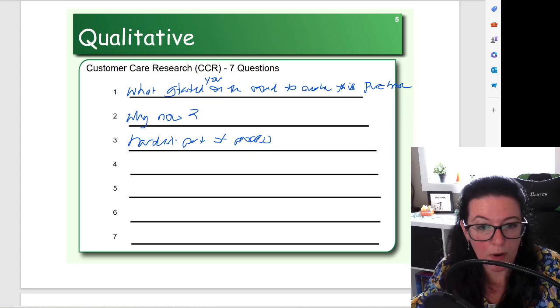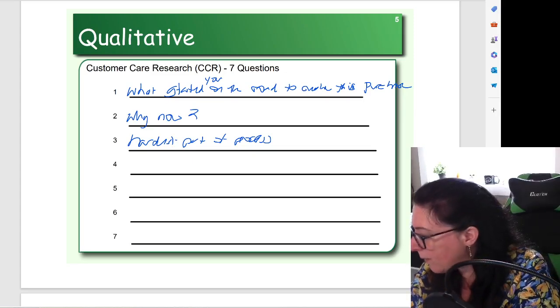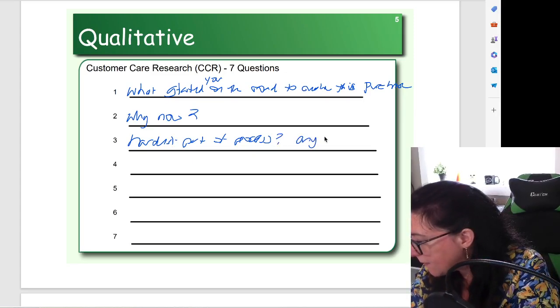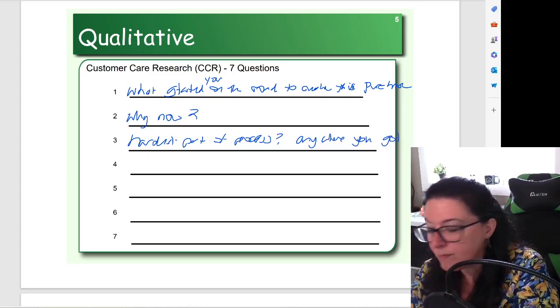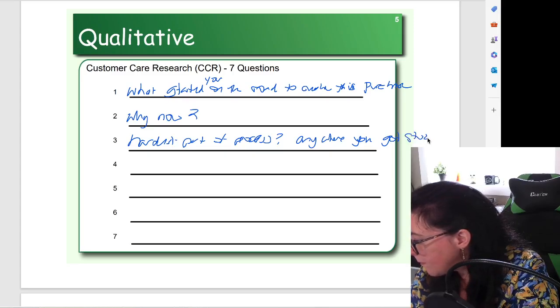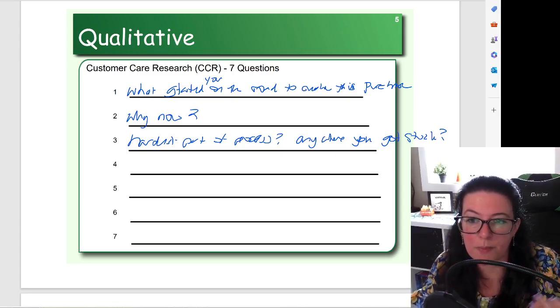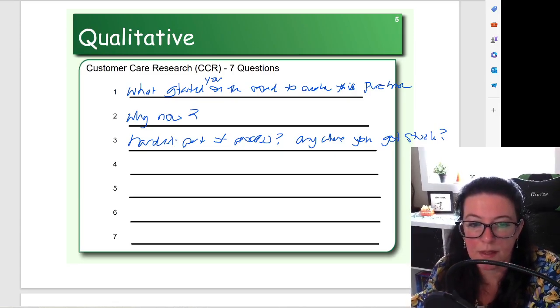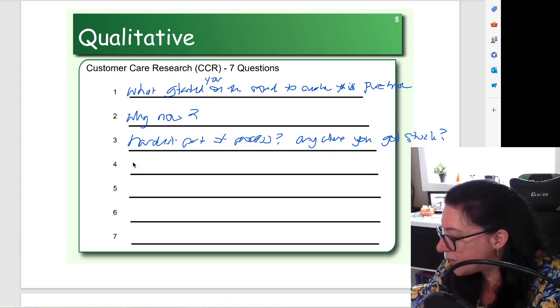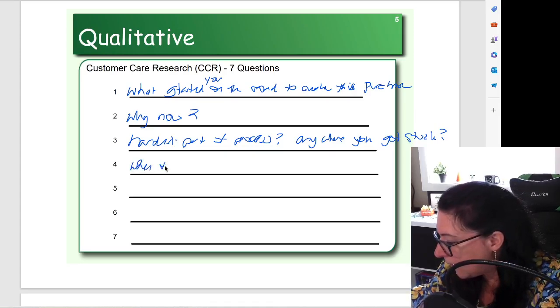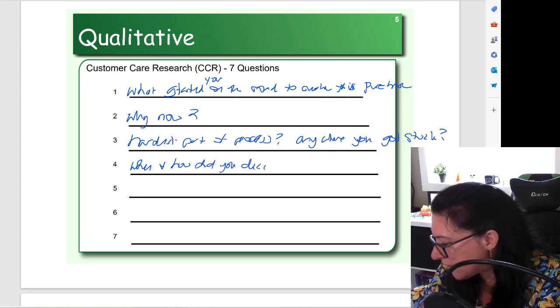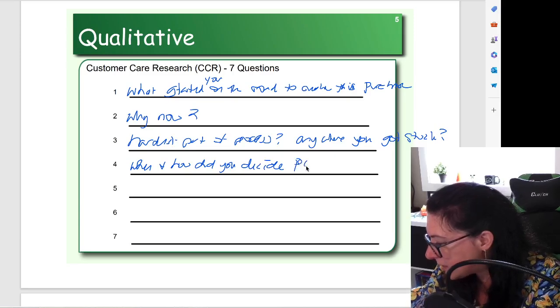So what was the hardest part of the process? Is there anywhere where you got stuck? Okay, so we want them to kind of explain a bit of the process. How did you decide? So when and how did you decide the price was acceptable?